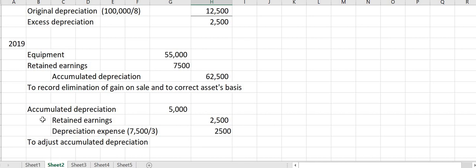depreciation for 5,000. That's actually the excess depreciation for 2 years, which is actually 2.5 times 2, right? And then, of course, we'll credit retained earnings for the previous year's excess depreciation, 2.5, and then credit depreciation expense for the current year's excess depreciation, which is actually 2.5. Okay? That will be the working paper eliminating entries for 2018 and 2019.